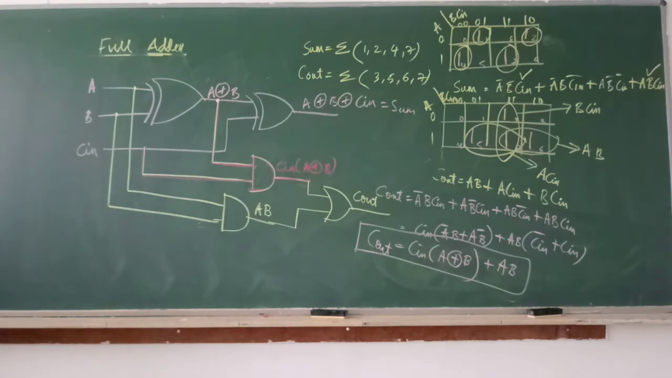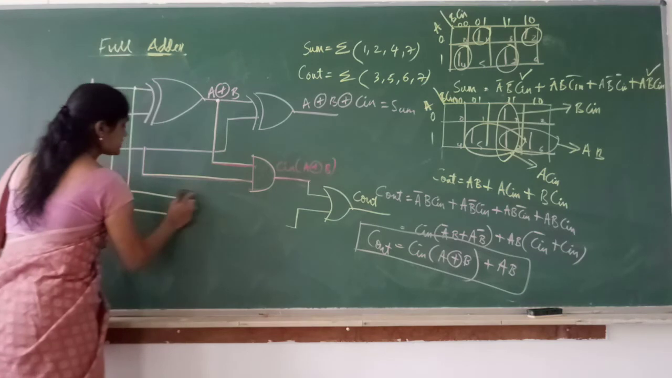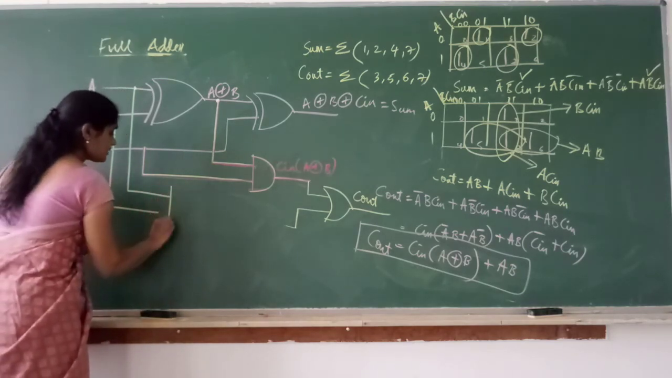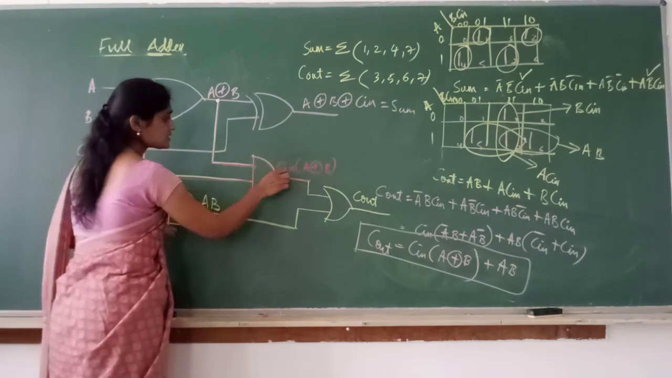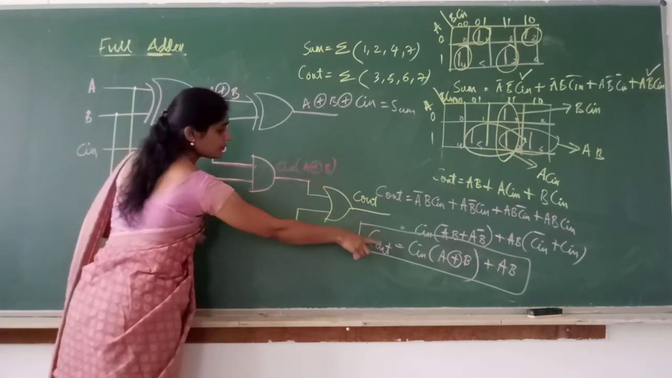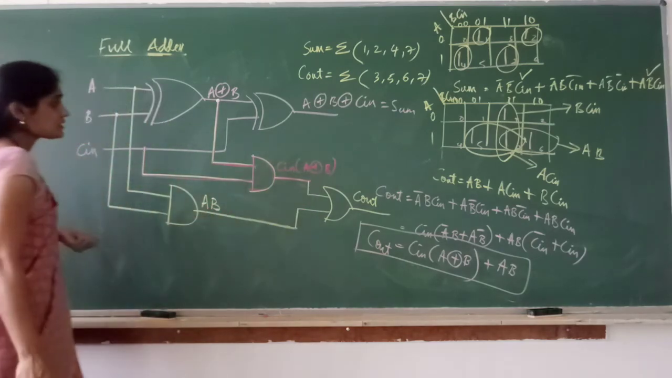Okay. So now this is AB. I'll write it here. So this is AB. I've given the input as AB. So this is AB, and C into A XOR B. So the output will be C out is C into A XOR B plus AB. So this is the output we have.